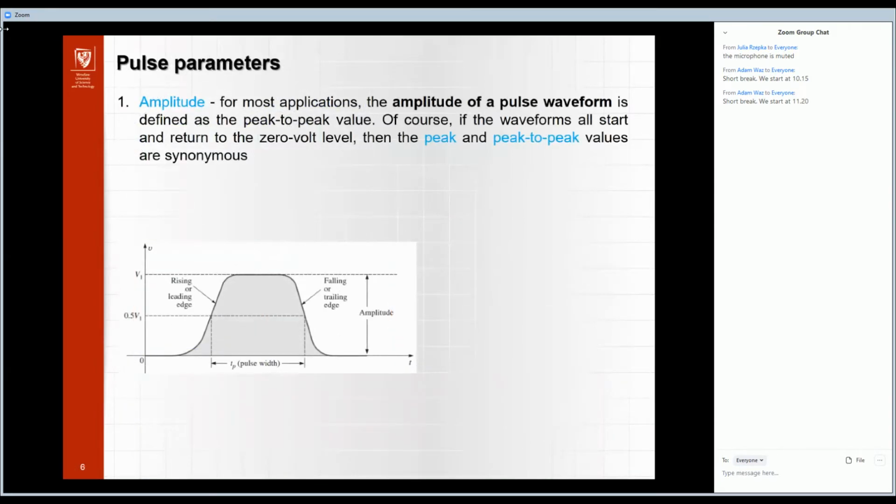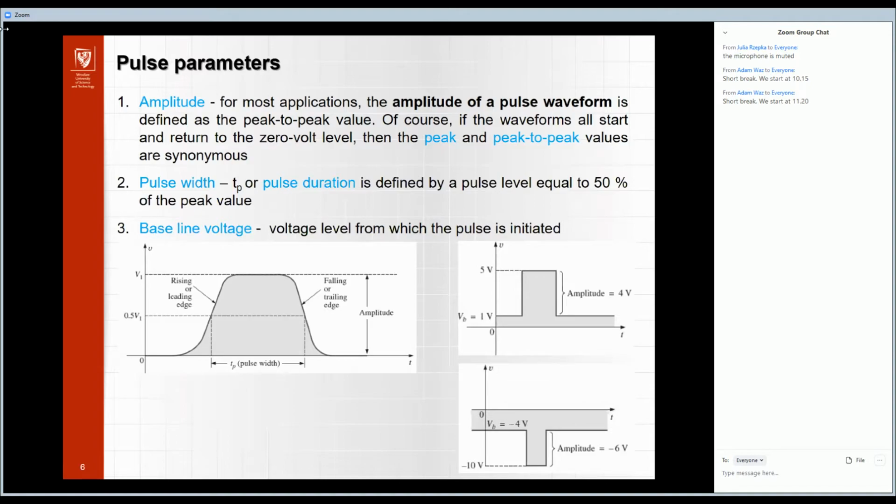Okay, and so what is the amplitude? Amplitude for most applications is defined as the peak-to-peak value, so the lowest and the highest point. But of course, if the waveform starts and returns to 0, peak and amplitude are synonyms. So when we start at 0 and go to 0, amplitude is equal to the peak-to-peak value. Okay, and the pulse width or pulse duration I told you about, and baseline. Baseline is the voltage level from which the pulse is initiated. So, for example, in this picture we have the voltage base at 1 volt, and the amplitude is equal to 4.